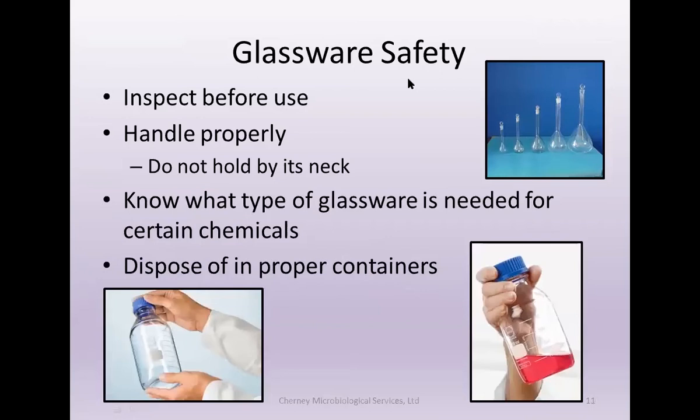Going over glassware safety in the lab, you're gonna wanna make sure that you inspect all of your glassware before use. You're gonna wanna look for chips and cracks. And then you'll also wanna make sure when handling glassware that you handle it properly. You don't wanna hold a volumetric flask by the neck as pictured on the right. Those are very fragile and it's a good way to end up dropping or breaking one. You need to know what type of glassware is needed for certain chemicals and make sure that your broken glassware is disposed of in the proper containers.